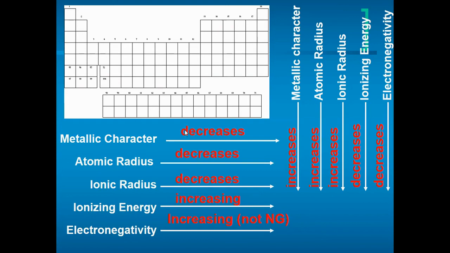Your metallic character decreases this way and increases as you go down. Atomic radius is the same as metallic and ionic. Your ionization energy increases this way and decreases as you go down. And your electronegativity does not include your noble gases. Make sure you have these labeled on your periodic table because you may use that during a test.